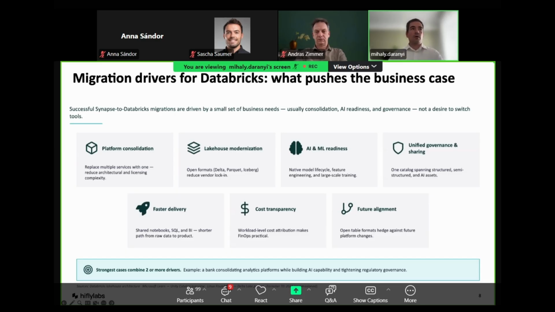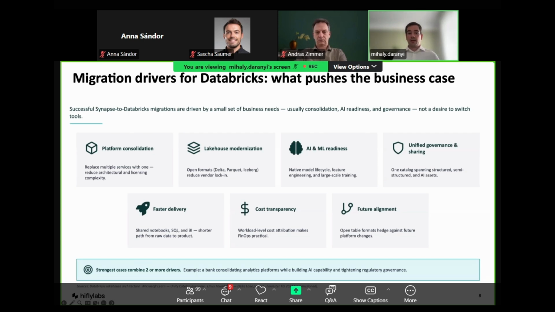On the strategic level, there is a lot of thinking about platform consolidation. Replacing the multiple services is one, and reducing the architecture and licensing complexity, which is a huge benefit with Databricks. The second one is lakehouse modernization. Organizations are sometimes trying to push into open formats like Delta, Parquet, or Iceberg, reducing the potential vendor lock-in.